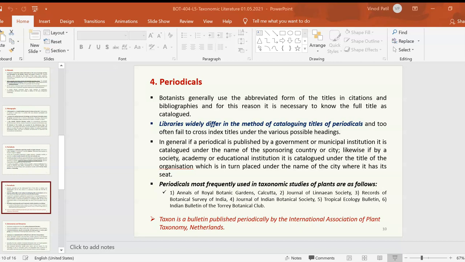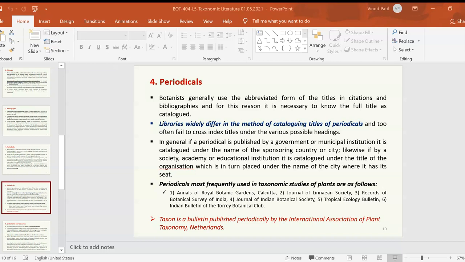And in general, if a periodical is published by a government or municipal institution, it is catalogued under the name of the sponsoring country or city. Otherwise, if by society, academy, or educational institution, it is catalogued under the title of the organization, which in turn is placed under the name of the city where it has its seat. So it may be of any kind. So that should be catalogued somewhere.